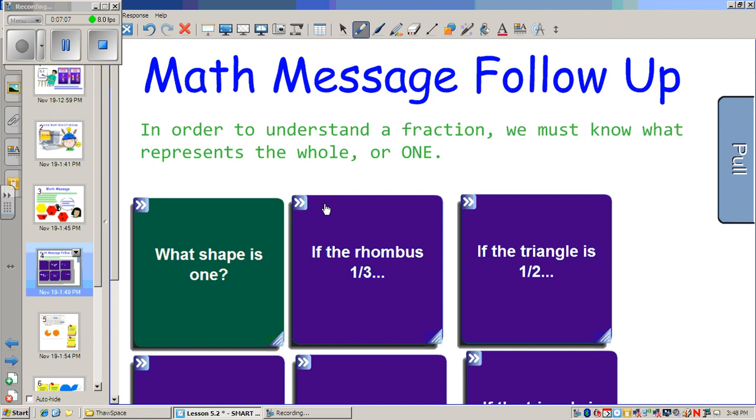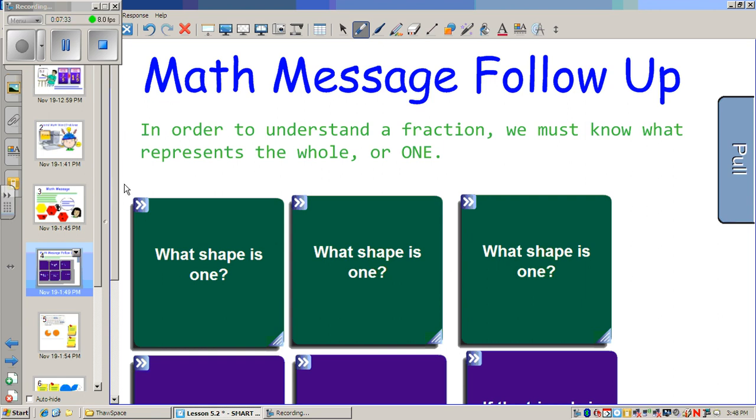Be thinking about that, okay? So write down your answer. If the rhombus is a third, what shape is 1? So how many rhombuses? There's 3. 3 of something, what does it fit into as its whole? Okay. If the triangle is half, what's the whole? So now we're talking 2 triangles. What would be the whole? What can 2 triangles fit into?